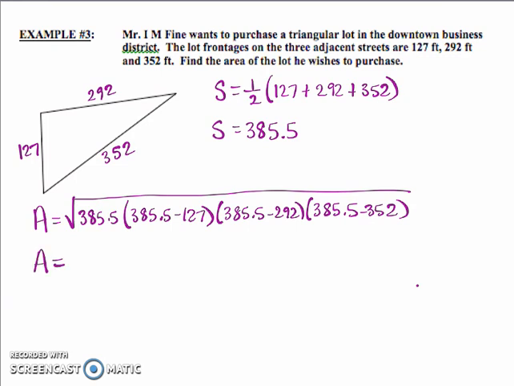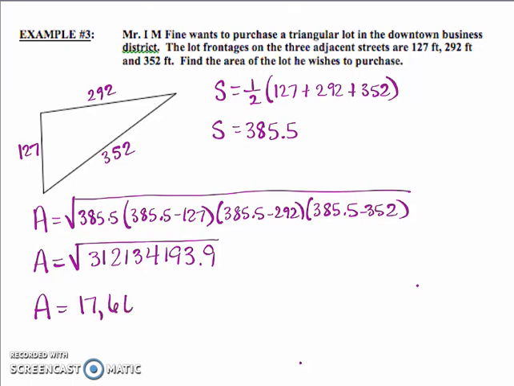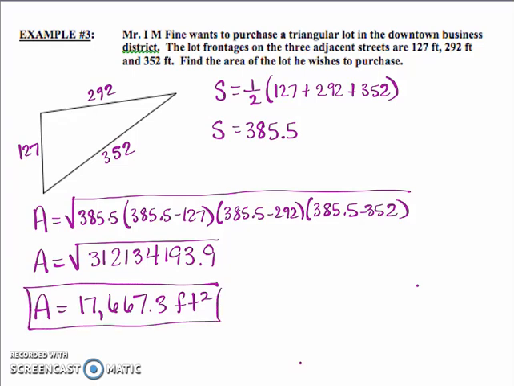Your calculator should tell you that underneath the square root, we should end up with 312,134,193.9. And then when we take the square root, we end up with an area of 17,667.3. And since our lot length here was given in feet, then our area units are going to be in feet squared. And that's it for chapter 6.